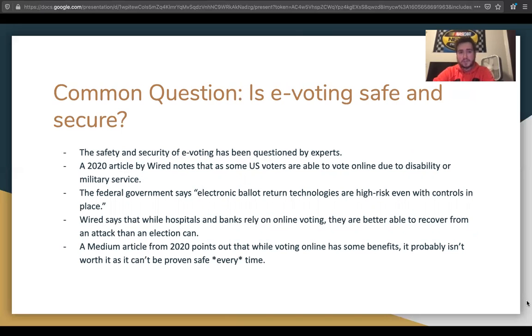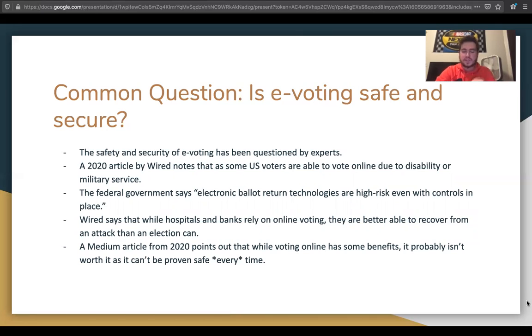And that's a question that has been questioned by experts. A 2020 article, again by Wired, so same source, but a little bit later on, noted that some U.S. voters are able to vote online due to disability or military service. I think I actually made a mistake there. I think there should be more to that sentence. Some voters can vote online if you have a disability or if you're in the military, but not a lot of voters can do that, and for good reason. You know, they don't want to allow too many people to vote online just because of the firewalls and everything needed. That can go wrong with that.